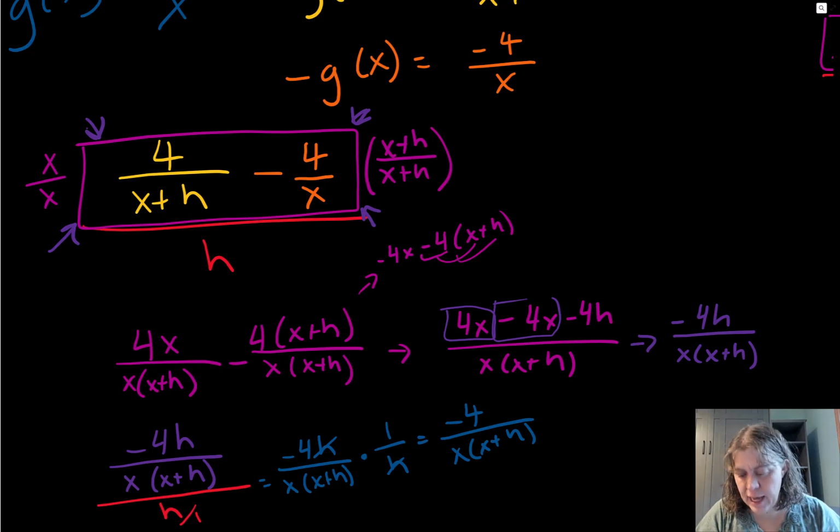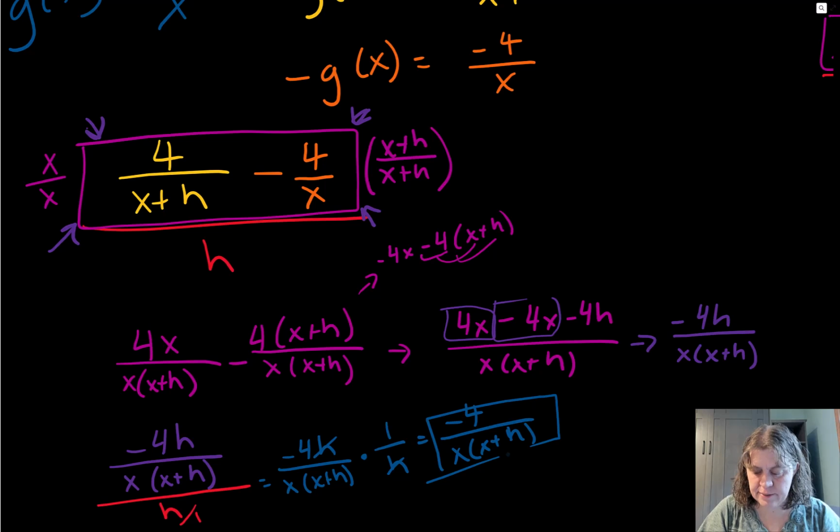But Miss Norton, there's still an h in the denominator. Yes, but it's not a single factor that's just h. It's in a factor of x plus h, and that's okay. It's that solo h that's all by himself that I want to get rid of. So that guy, he's in parentheses with the x. He's fine. We've achieved our goal, and we are done.